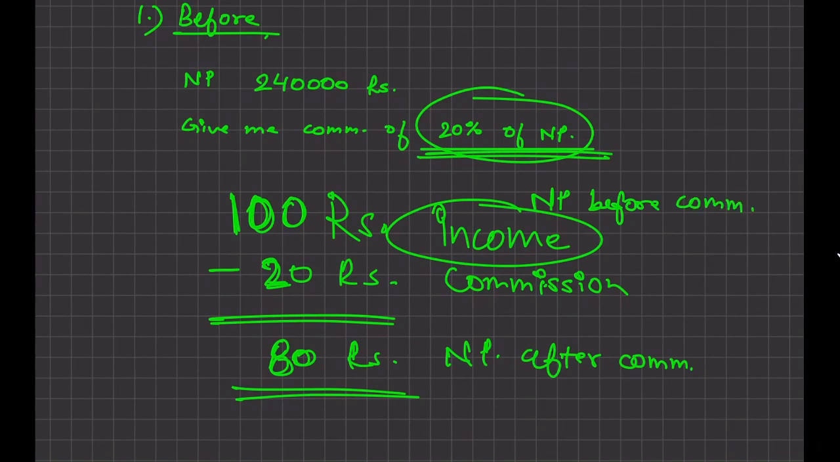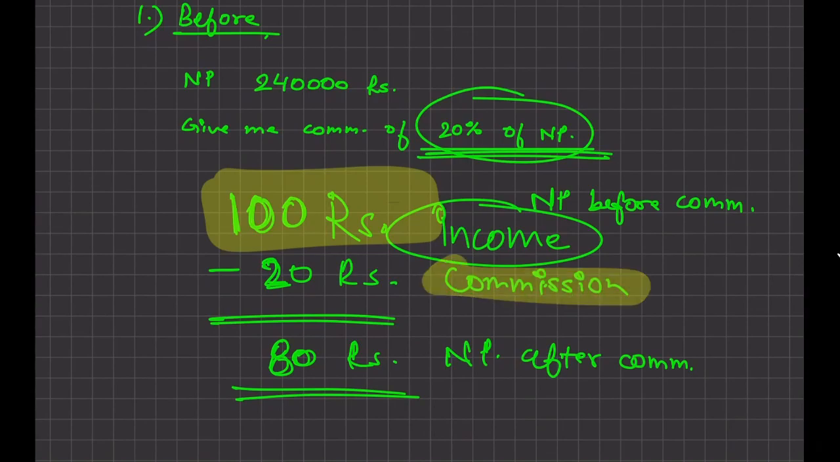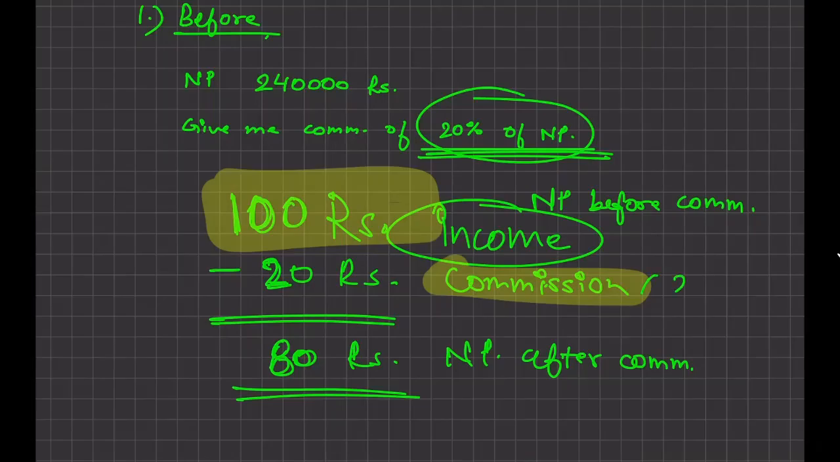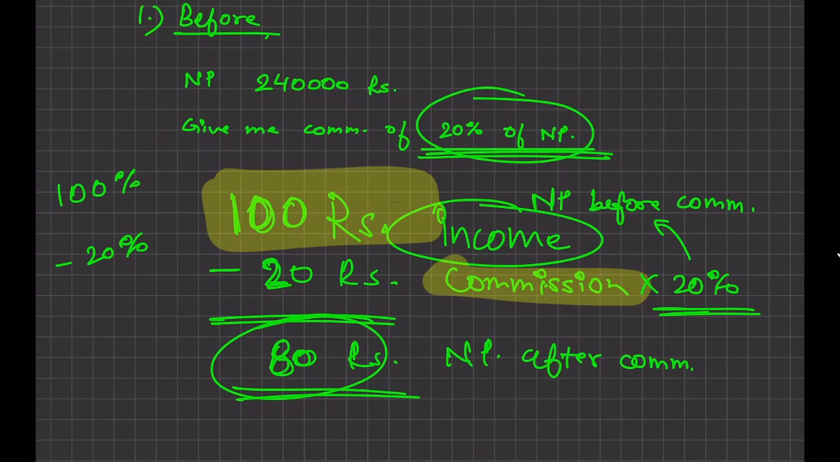In this example, on the figure of net profit before commission, we have directly applied the percentage of the commission. We have directly applied the 20% on net profit before commission. And the balance I have got is 80 rupees. So can I say if this 100% was my income, I have given 20% to my agent or partner, and now I am only left with 80% of the income? Is this correct or no? Am I correct over here?